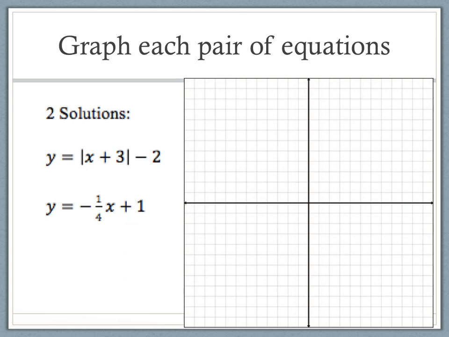So now I'm going to go ahead and graph these two equations. That's an absolute value, so that's going to make a V. So I'm going to go to the left 3, down 2, and make the V right here. Draw my dots. And draw my V in there. Now I'm going to graph the line, which is the second equation. So I'm going to start at +1. I'm going to go down 1 to the right 4.